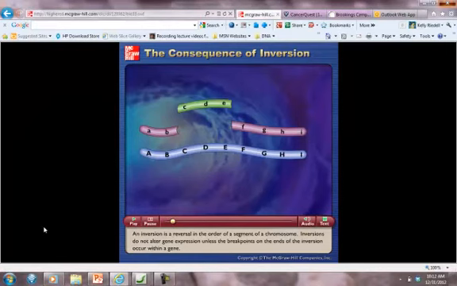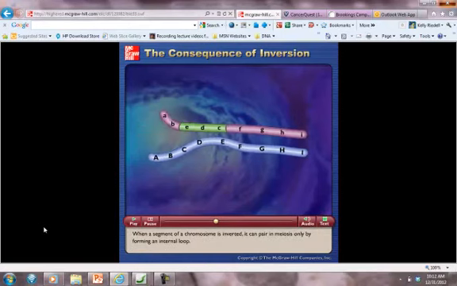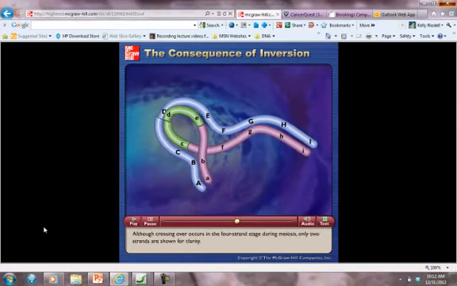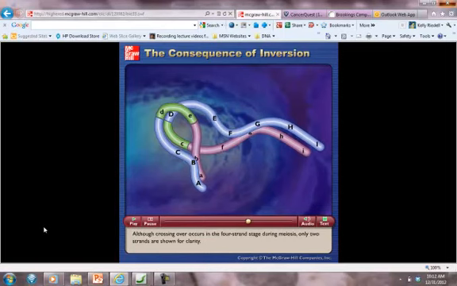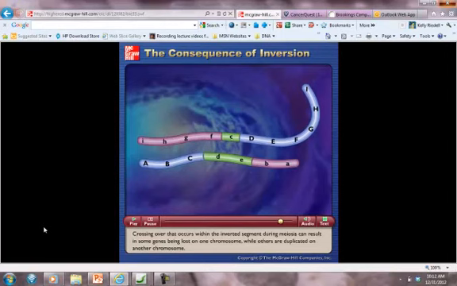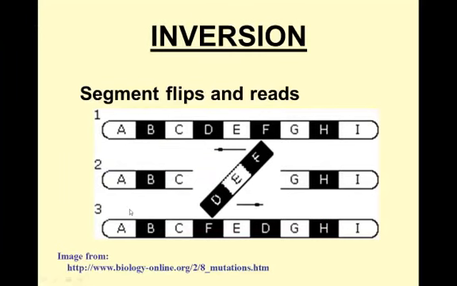An inversion is a reversal in the order of a segment of a chromosome. Inversions do not alter gene expression unless the breakpoints on the ends of the inversion occur within a gene. When a segment of a chromosome is inverted, it can pair in meiosis only by forming an internal loop. Although crossing over occurs in the 4-strand stage during meiosis, only 2 strands are shown for clarity. Crossing over that occurs within the inverted segment during meiosis can result in some genes being lost on one chromosome, while others are duplicated on another chromosome. Inversion can lead to other kinds of mutations, deletions, and duplications.